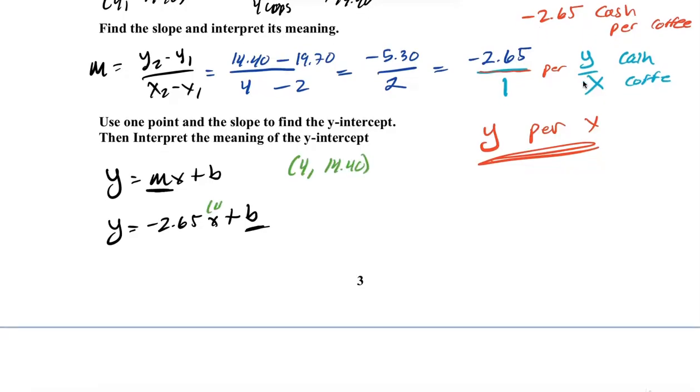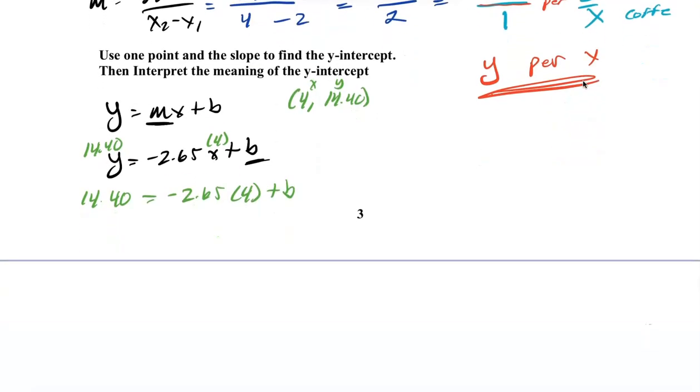So 4 goes in for the x. Remember, this is x and this is y. And 14.40 goes in for y. It's a real life problem, so we have lots of decimals. That's just what happens in real life. It's messy. So we have that. So simplify that in our calculator. I get negative 10.6 plus b equals 14.40. And if I want to solve for b, we're going to add this over. So let's add 10.6 to both sides. And I get b equals 25.